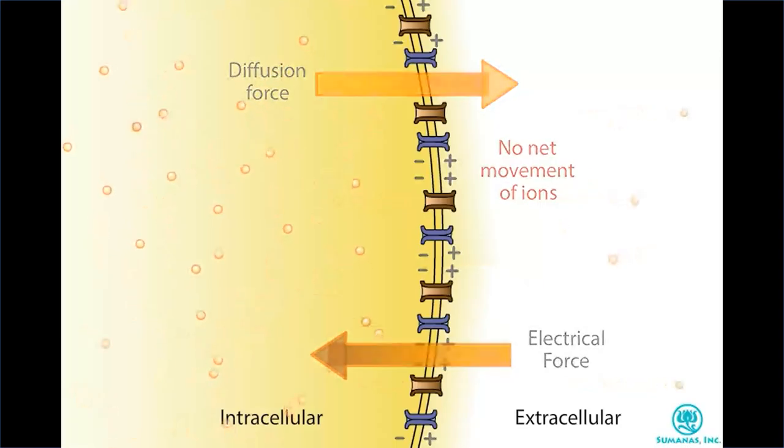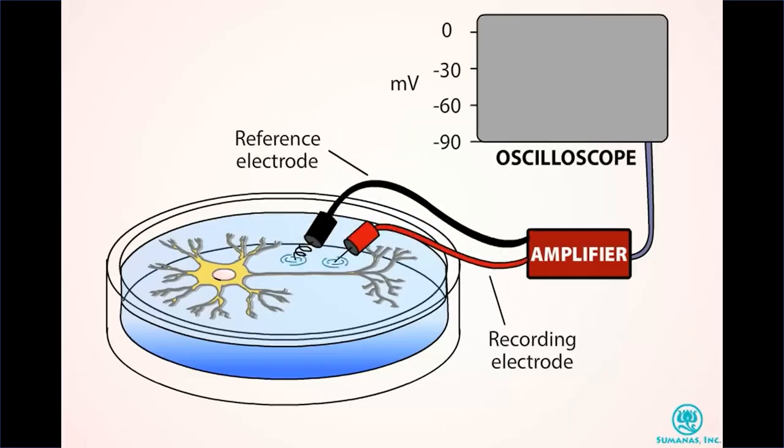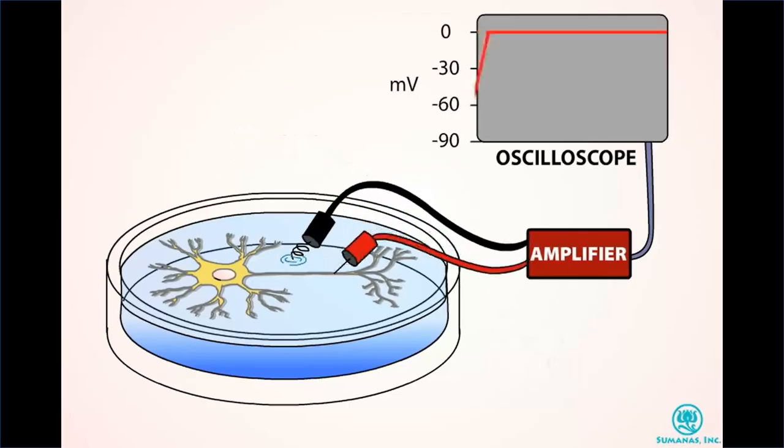The electrical potential across the membrane can be measured using a pair of electrodes. An oscilloscope is used to continuously display the potential difference between the reference electrode and the recording electrode. When both electrodes are in the back outside of the cell, no difference in potential is measured between them, and the display registers 0 millivolts. However, when the recording electrode enters the cell, the display records a membrane potential of about negative 60 millivolts. This value represents the resting membrane potential of the neuron, the difference in electrical potential across the membrane during an inactive period.